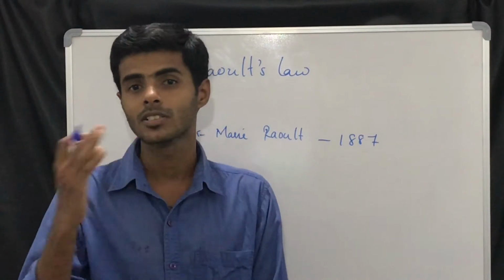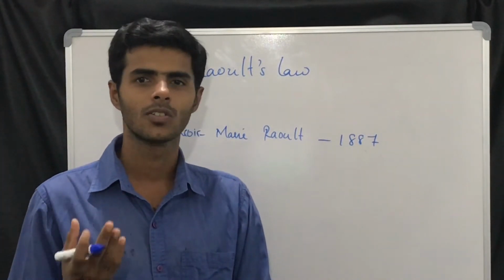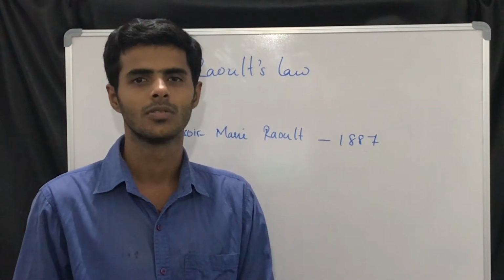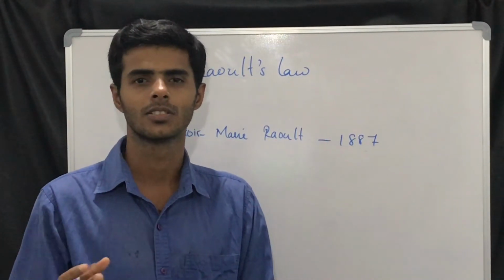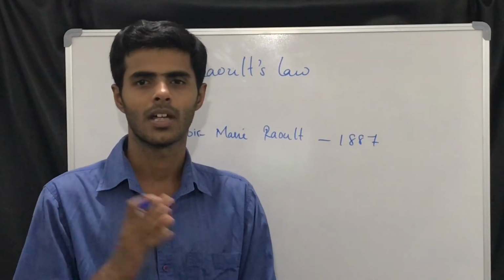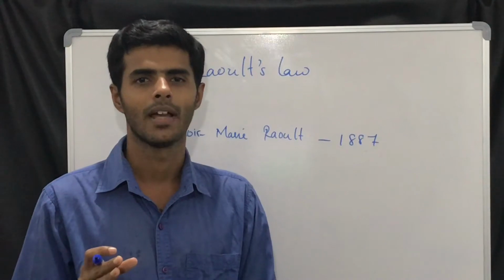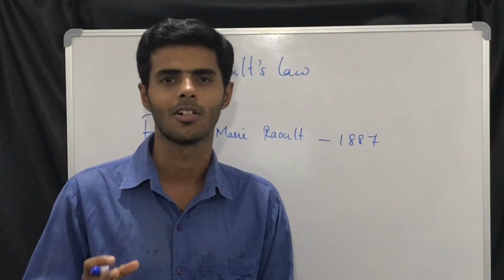So the partial pressure of the component varies linearly from 0 to maximum as the mole fraction varies from 0 to unity. We know that mole fraction can only range from 0 to unity. So as the mole fraction ranges from 0 to unity, the partial pressure of each component varies linearly from 0 to the maximum value. We can represent Raoult's law mathematically.